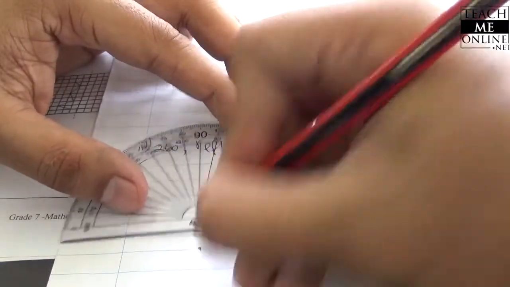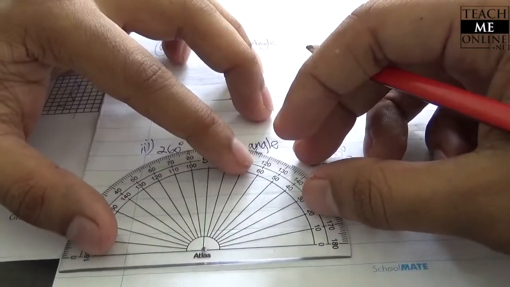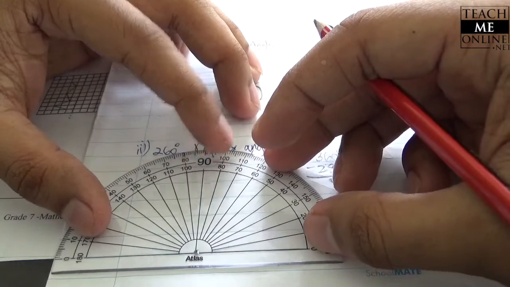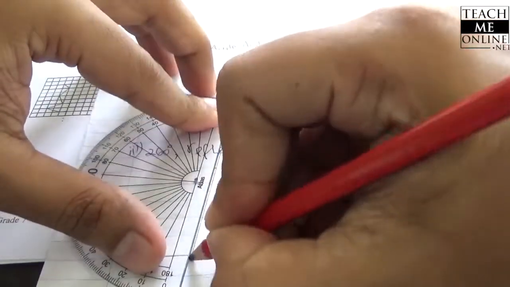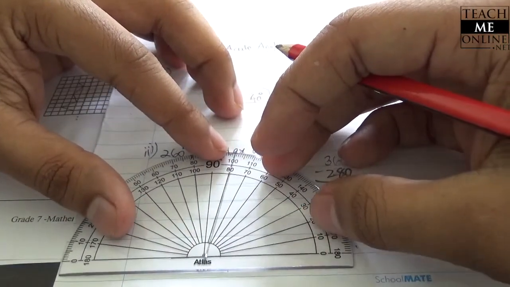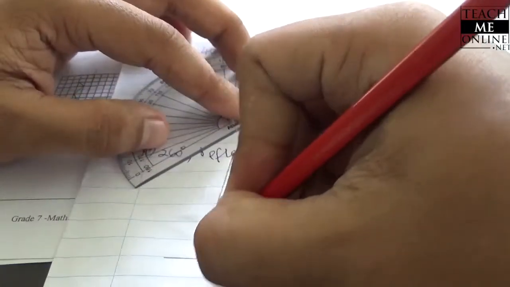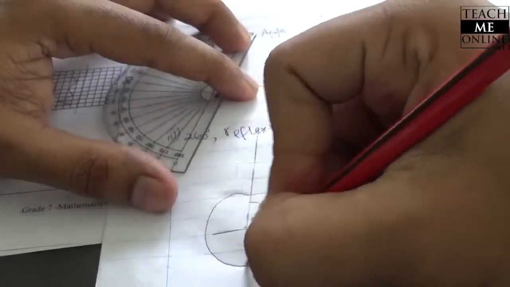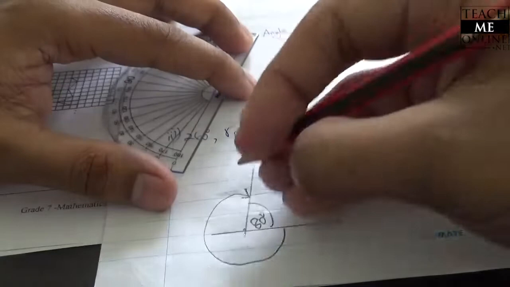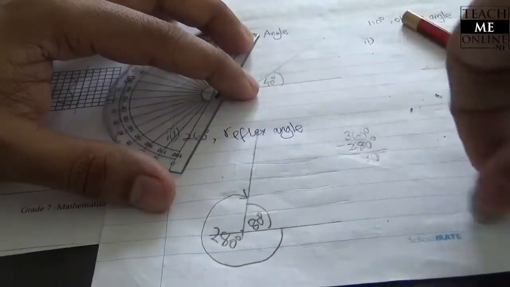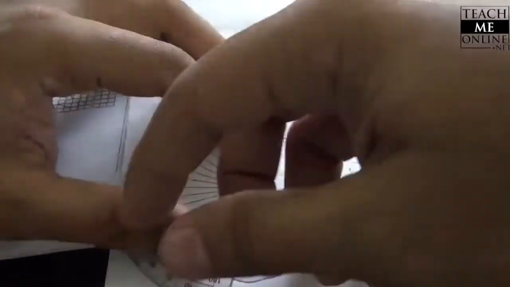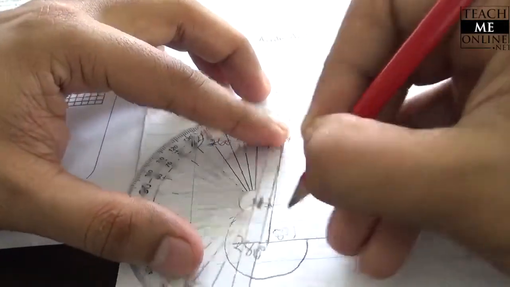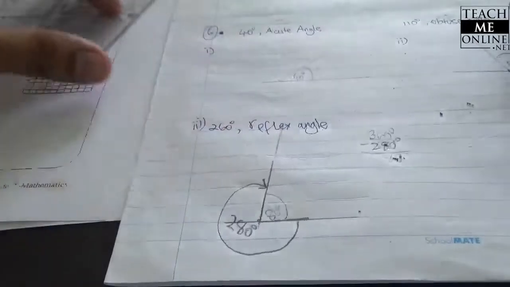If I start from here, if I draw an 80 degree angle, there, somewhere here. Okay, this is an 80 degree angle. But we want not the 80, we want 280. So 280 is basically this. This is 280 degrees. Then you can erase the 80. So we have a 280 degree angle, which is a reflex angle.